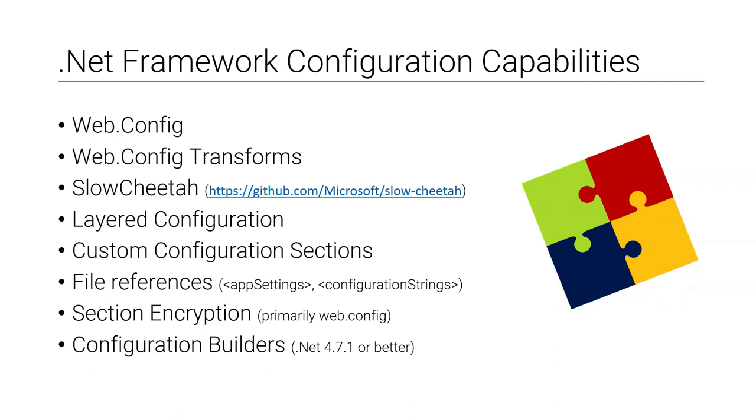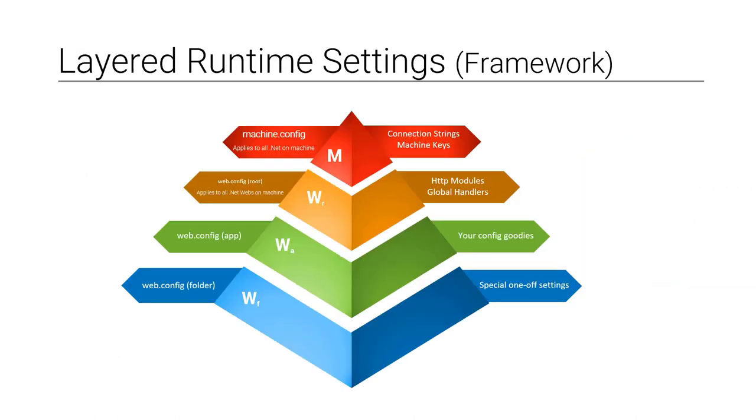Layered configuration, we'll get into that. This is all .NET, cool things. So if you have a configuration problem, you may not have to go all the way to a centralized service. There are a lot of choices you can use to build your configs. How many of you are familiar with the .NET layers of configuration? We'll make this real quick.